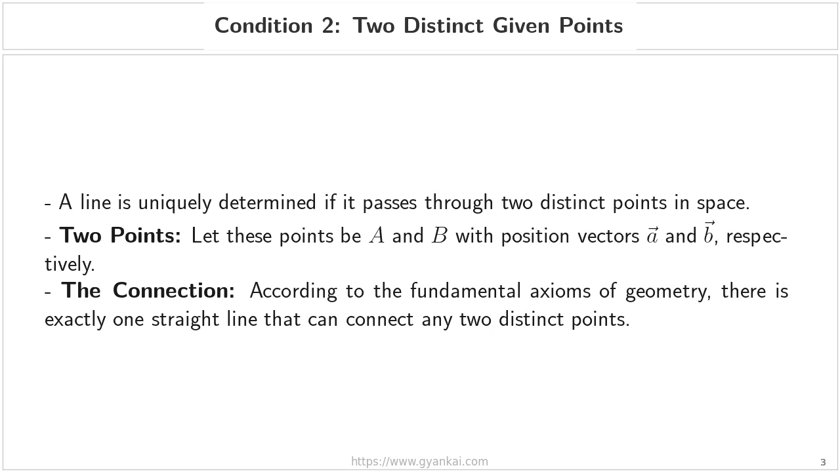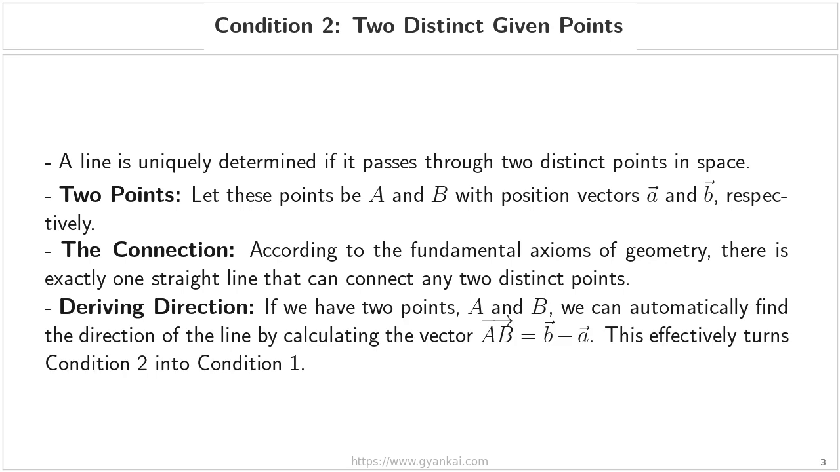It goes back to the most fundamental rules of geometry. There is exactly one, and only one, straight line that can connect any two separate points. But here is the most important part for your calculations. If you have these two points, you can actually derive the direction we talked about in the previous slide. By calculating the vector from A to B, which is found by subtracting a vector from b vector, you've essentially created a direction vector.